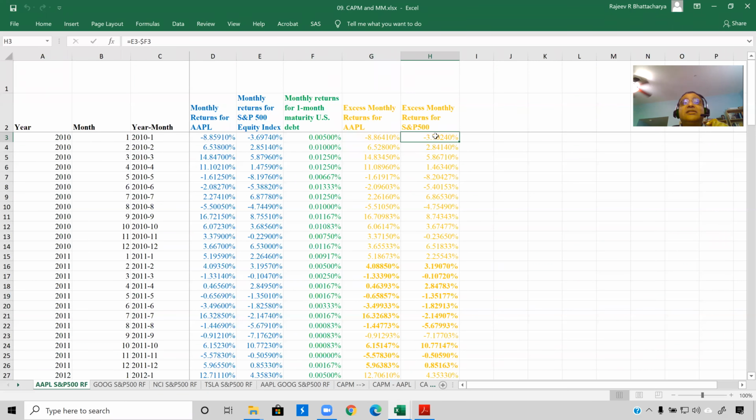So this here is column G, which is excess monthly return for Apple, which is monthly return for Apple minus monthly return for 1 month maturity US debt. So this is D3 minus F3. That gives you the excess monthly return for Apple.